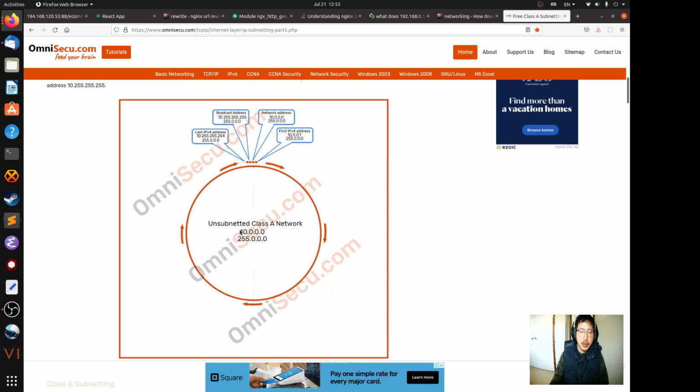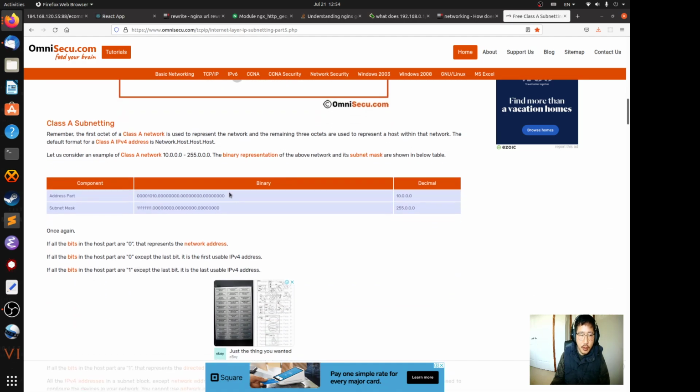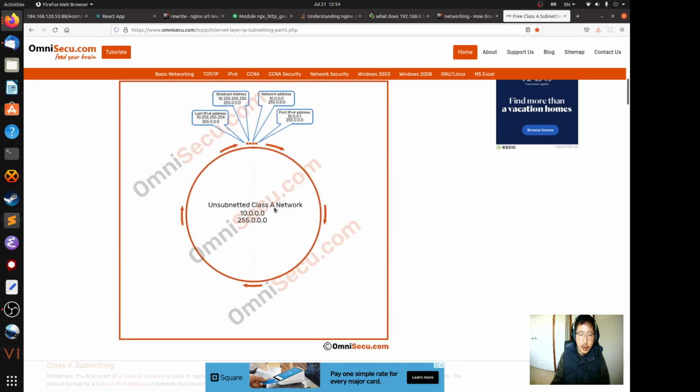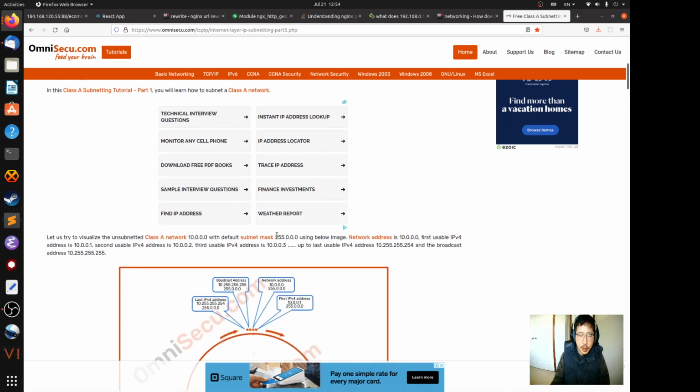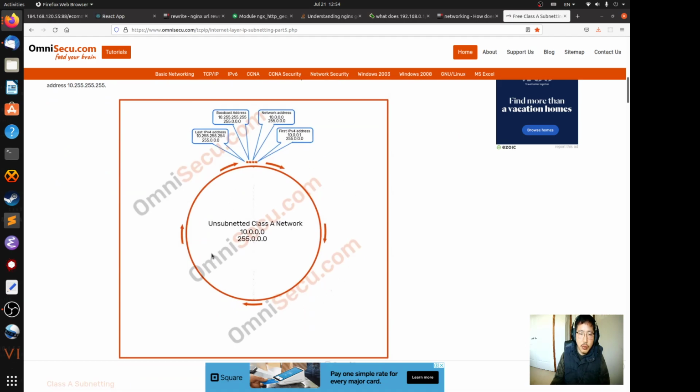And it says here it's an unsubnetted Class A network. You'll see it later, but it just means there's only one network. So I'll say it again. This is an unsubnetted Class A network with subnet mask 255.0.0.0, and that means there is only one network or one subnet, as you can see in this diagram.